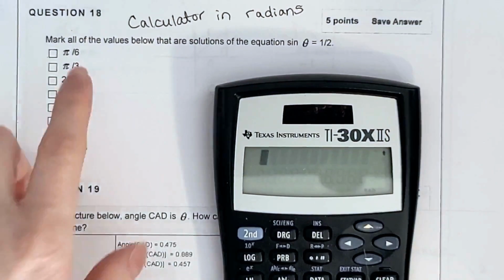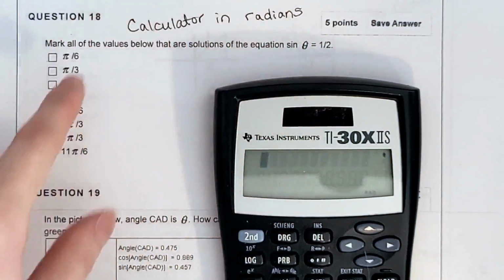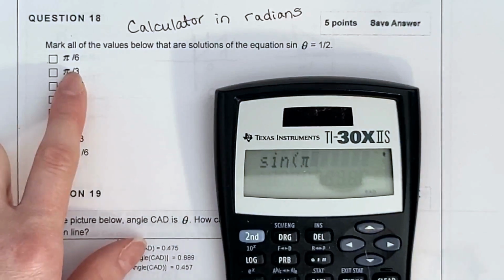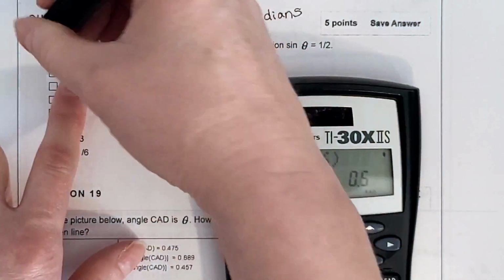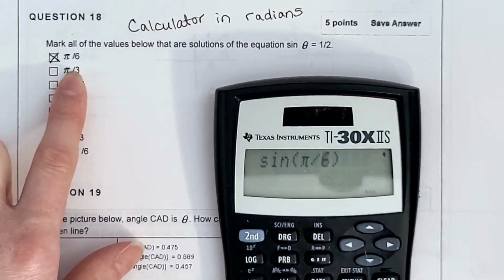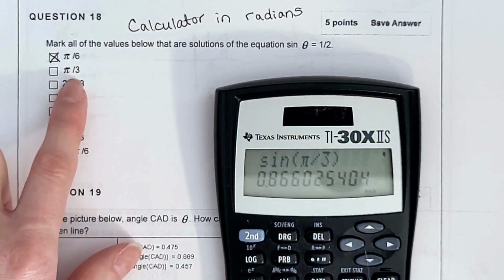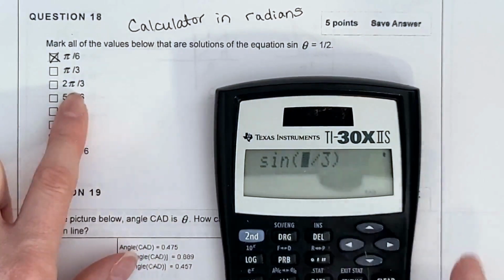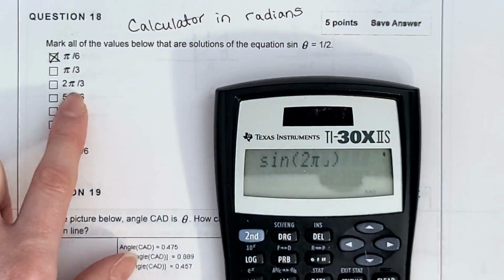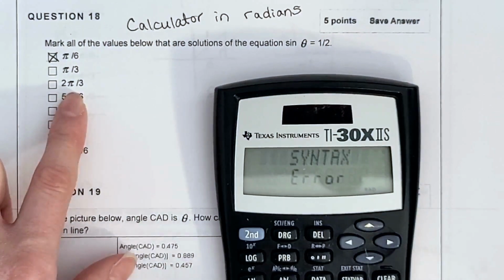All right, so you're going to use your answers and plug them into theta. So sine of pi divided by 6 gives me 0.5. So that's an answer. Just type this over, and then I get 3. Nope. Type over 2 pi. I like using the ABC button when I'm doing fractions. Okay, that doesn't work, so that's a no.